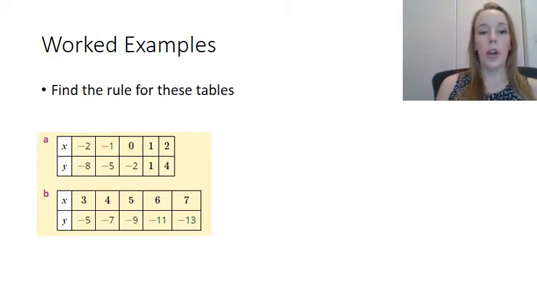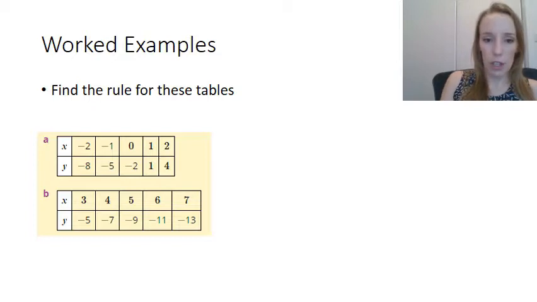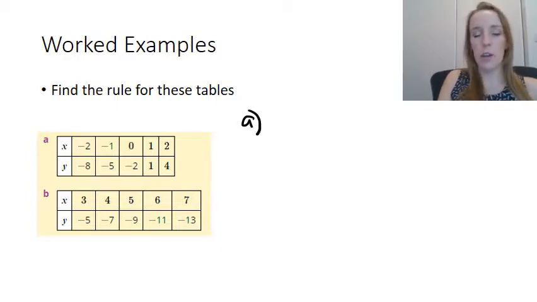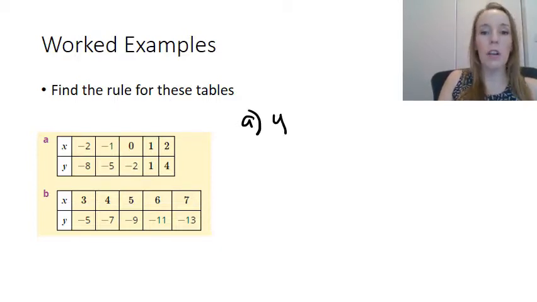Okay, so some worked examples here. Find the rule for these tables. So let's start with A. These are linear tables. It should say that in the question, but it doesn't, so I'm just going to tell you now. We know they're linear tables, so we know they're going to follow that rule.